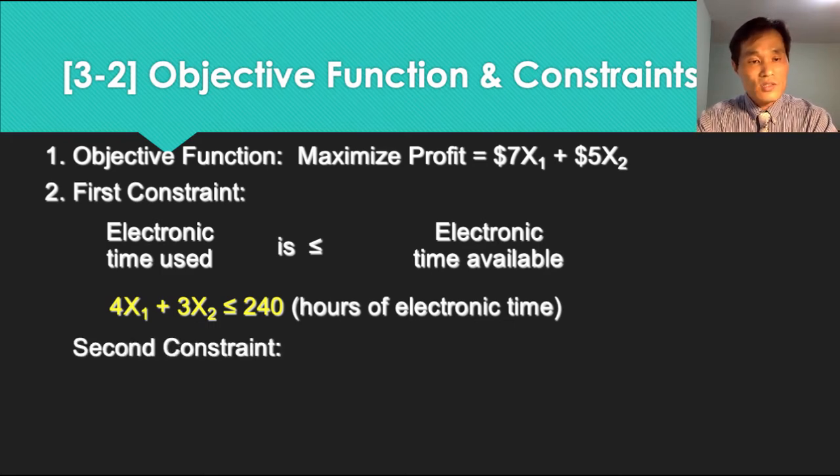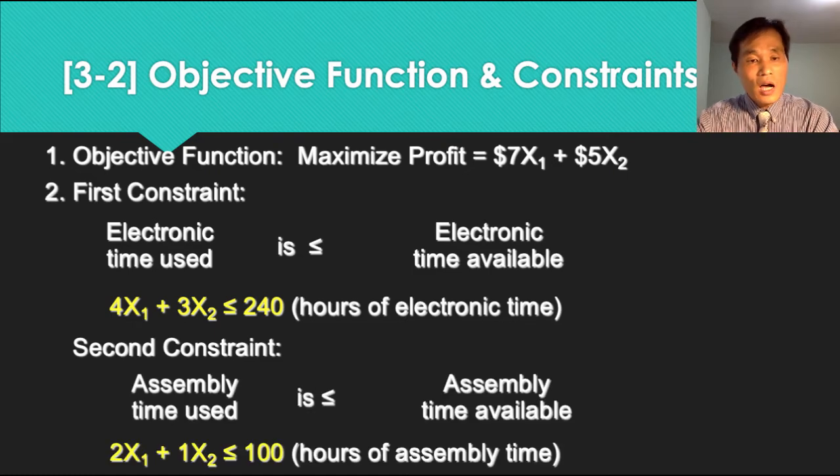And the second constraint is hours of assembly time. We also learned from the previous table that it takes 2 hours to produce x1 and 1 hour to produce x2 in terms of assembly time. 2 hours of assembly time for x1 and 1 hour of assembly time for x2. And the total assembly time we have is 100 hours according to the table. Therefore, the second constraint equation is 2x1 plus 1x2 is less than or equal to 100.